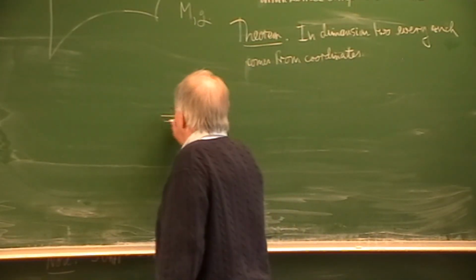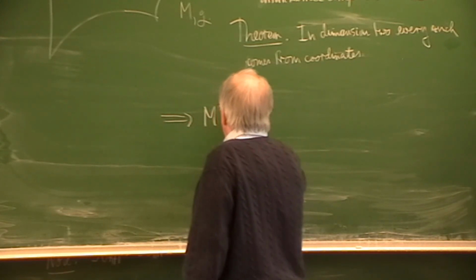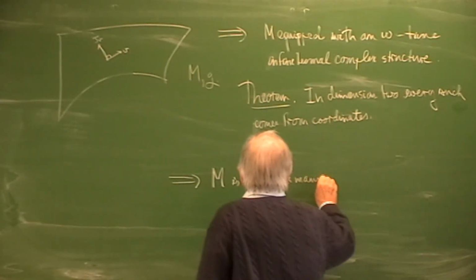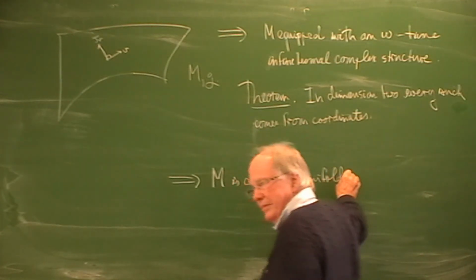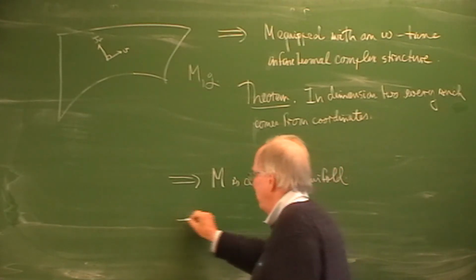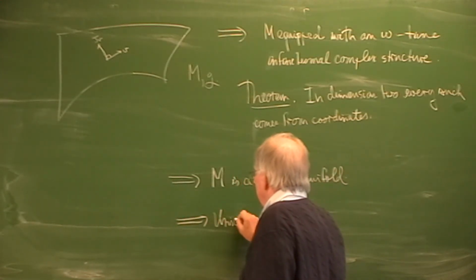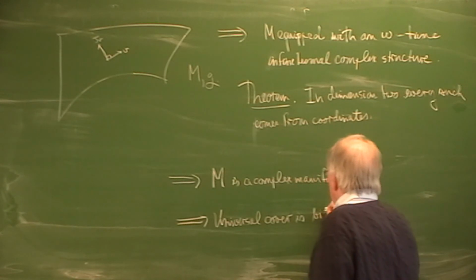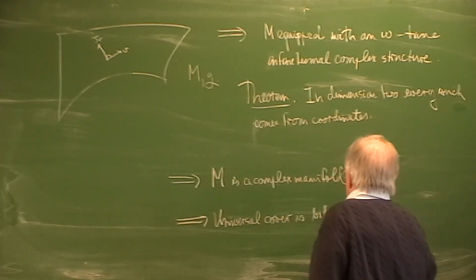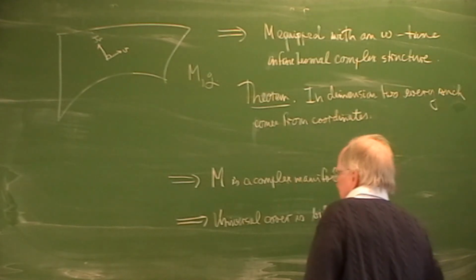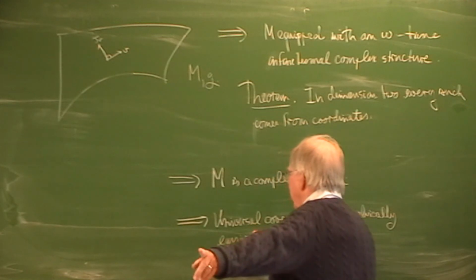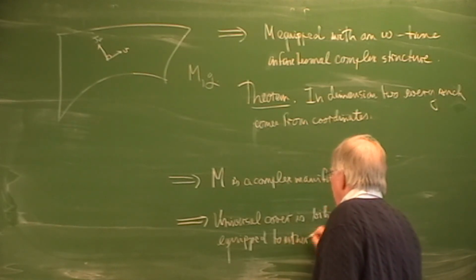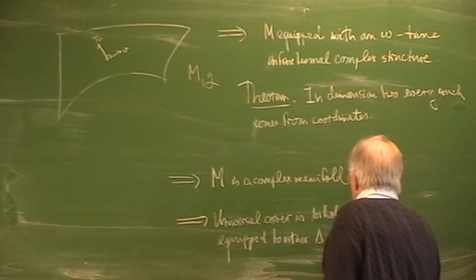Okay. This implies that M is a complex manifold of dimension 2. And it implies that the universal cover is biholomorphically equivalent, this is what you were frowning about before, to either the disk, the plane, or the Riemann sphere.